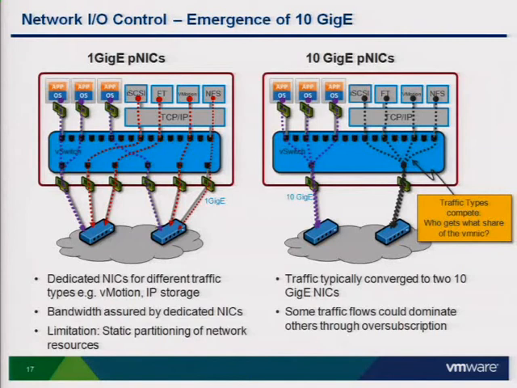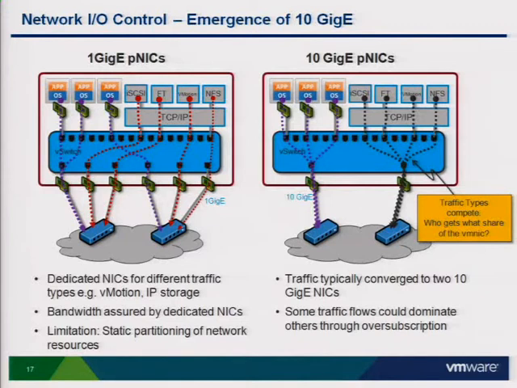These dedicated NICs provide one big advantage in that they also provide bandwidth assurance. Since your iSCSI has 2 physical NICs in an active passive configuration, whatever storage traffic is going out is not going to interfere with the vMotion traffic. So this is a good way to solve the noisy neighbor problem, but it is not a great way to solve underutilization of bandwidth because you're already statically partitioning your physical network resources.